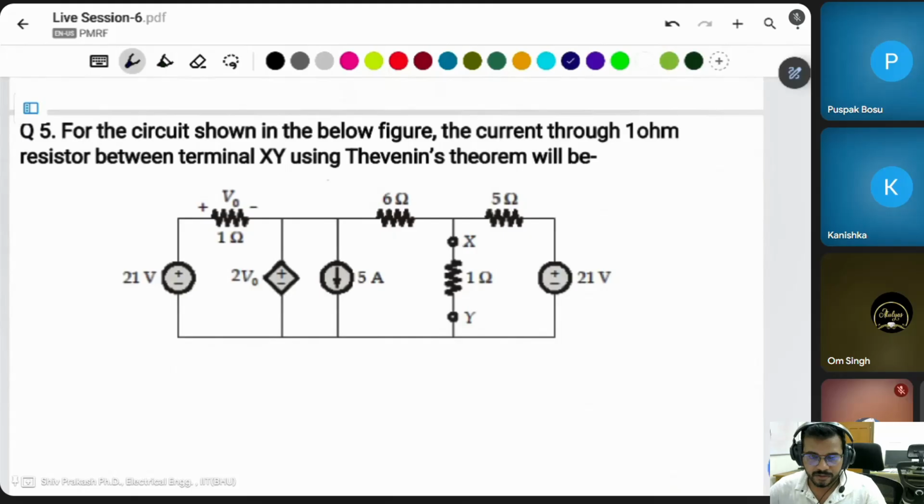I think my screen has stopped. Okay, wait. I will connect again.